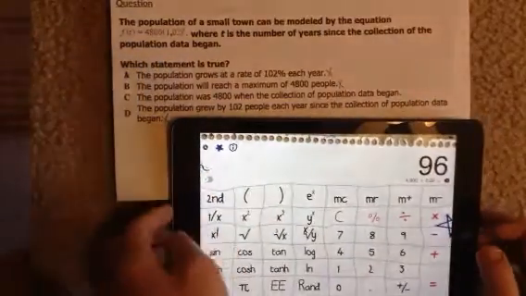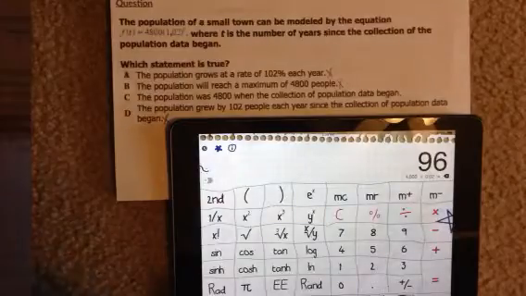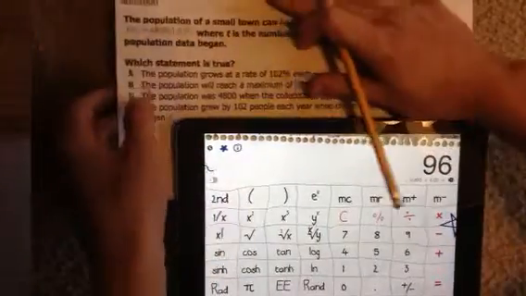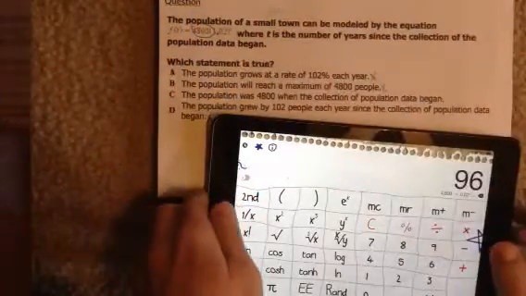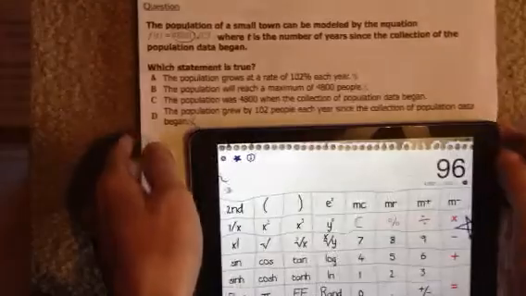So that only leaves us with option C. The population was 4,800 right here. The equation tells us it was 4,800 when the collection of population data began.